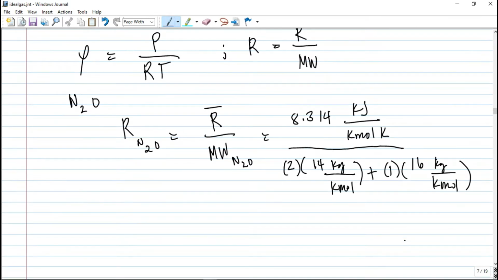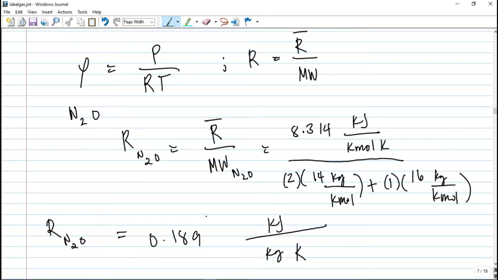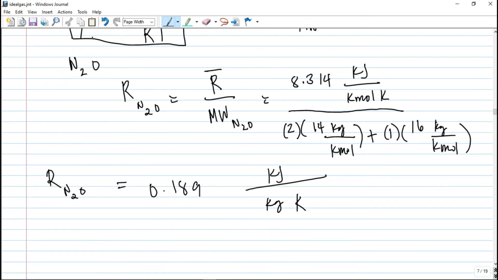Then we just get the gas constant of dinitrogen monoxide. So R of N2O is equal to, we just need to solve this. The unit is kilojoule, kilomole will cancel, so kilojoule per kilogram Kelvin. So this is 0.189 kilojoule per kilogram Kelvin. Okay, so we just need to apply this concept here. So the density is equal to pressure divided by RT.